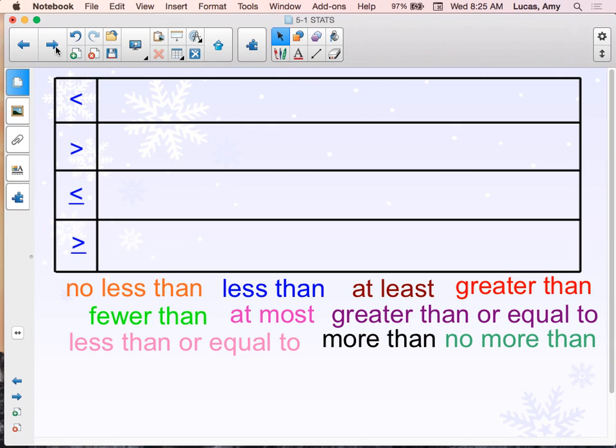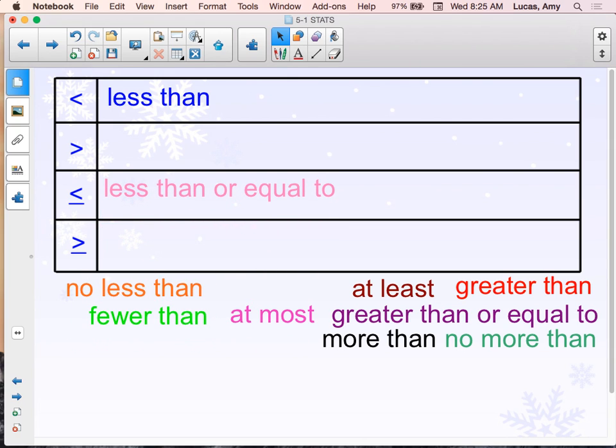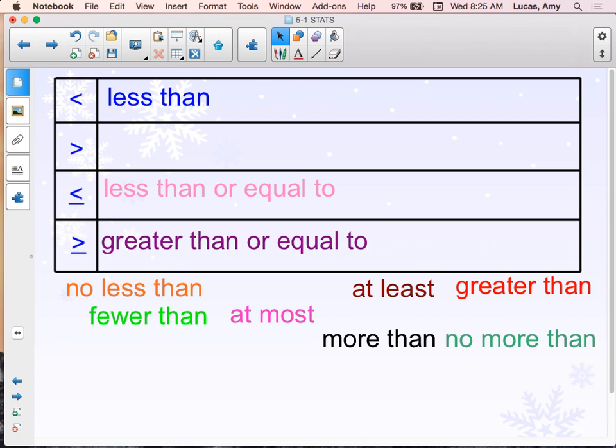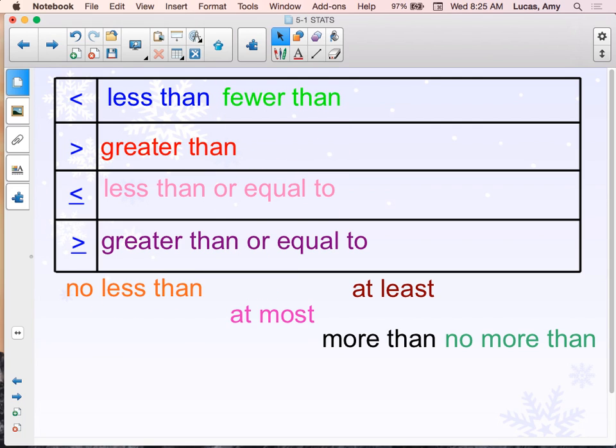This slide we've got a click and drag, just to try to get more familiar with some of the words that represent these symbols. So first of all, less than, or equal to, greater than or equal to, and greater than. So those are just naming your symbols. Now another one for less than could be fewer than. For greater than, it could be more than.